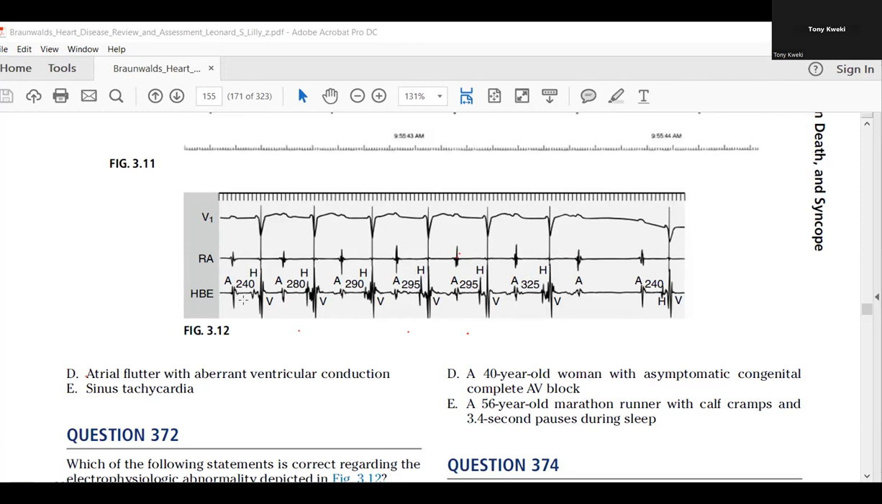From this tracing, even though we are not given the HV interval, we can deduce that there is almost no prolongation of the HV interval. So it is unlikely to be an infranodal problem. Rather, it is from the AV node that we're having this prolongation. Thank you.